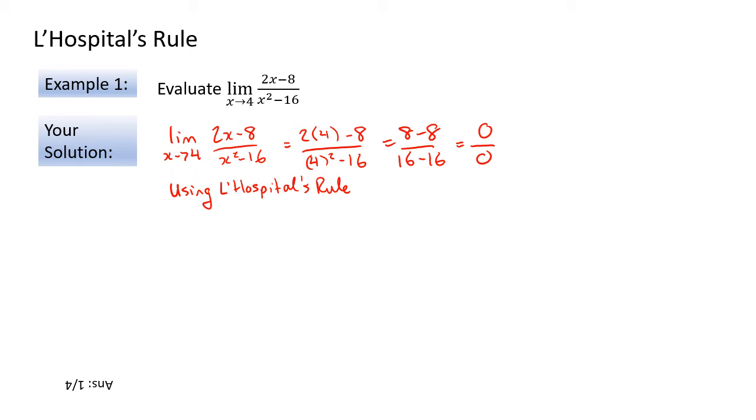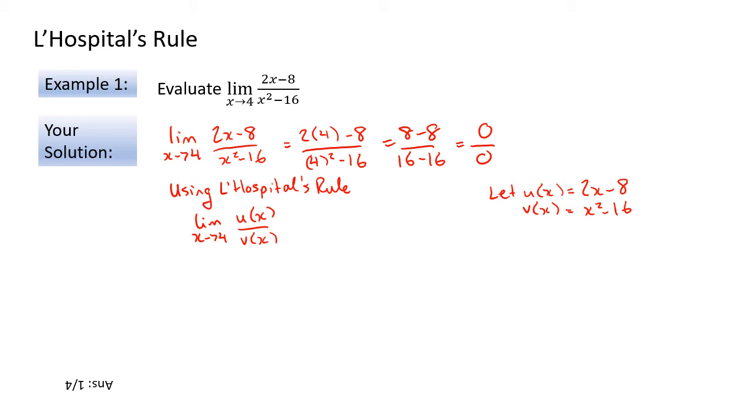We set everything in the numerator as the function u of x and everything in the denominator as v of x. Okay, so I'm going to rewrite the limit as x approaches 4 of u of x divided by v of x. And what I'm going to do is let u of x equal 2x minus 8 and v of x equal x squared minus 16.